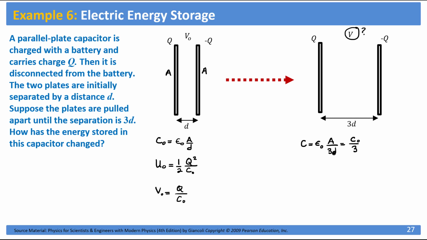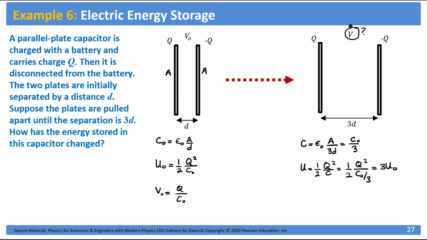Alright, now that we know the new capacitance, we can calculate the new energy. The new energy is, again, I'm going to make use of the same expression, 1/2 Q squared over C, which is going to be 1/2 Q squared over, now C is equal to C0 over 3. You can take this 3 up, which is going to give you that the new energy is actually nothing but 3 times the initial energy. So apparently by increasing the distance by a factor of 3, you increase the energy by a factor of 3.